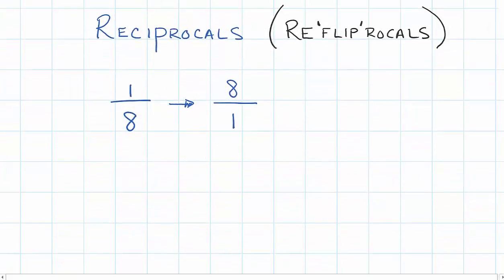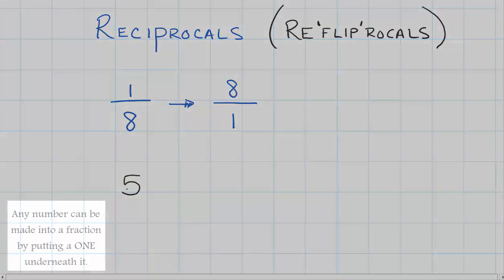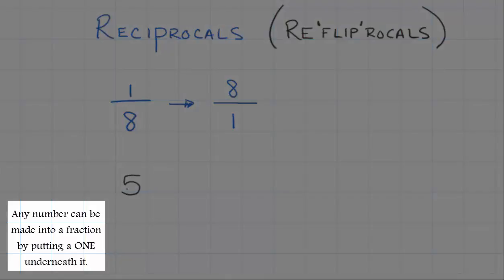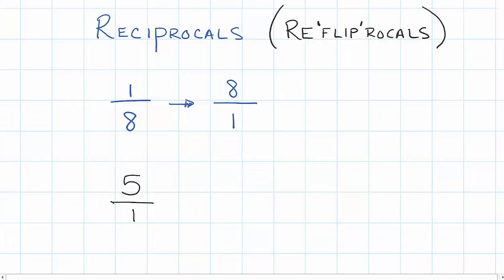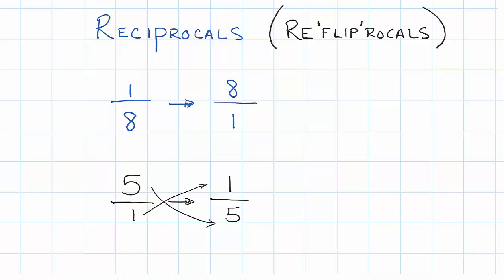So if we have a whole number that's given to us, like the number 5, first of all, how do we make that a fraction? Well, we make any number into a fraction by putting 1 underneath it. And then if I want to take the reciprocal of that number, all I need to do is reverse the numerator and the denominator in opposite places. So the 1 goes up top and the 5 goes on the bottom. So the reciprocal of 5 is 1/5. Pretty simple, right? Let's see where we use reciprocals.